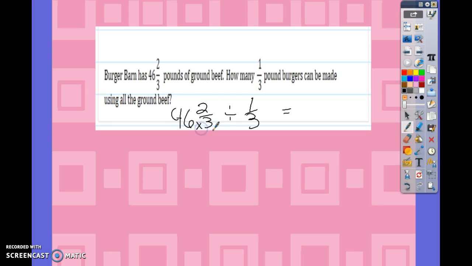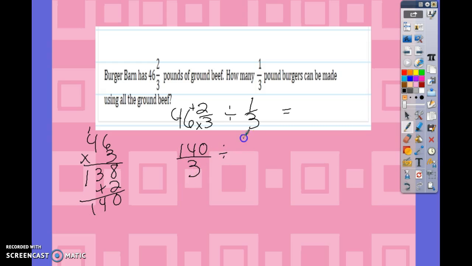So I'm going to need to multiply 46 times 3. I'm going to go over to the side and do that. 46 times 3. 6 times 3 is 18. Carry the 1. 3 times 4 is 12, plus 1 is 13, so I get 138. And remember, I need to add my 2, so I'm going to have 140, and my denominator is going to stay the same. It's going to be 3. Then I'm going to divide by 1/3.